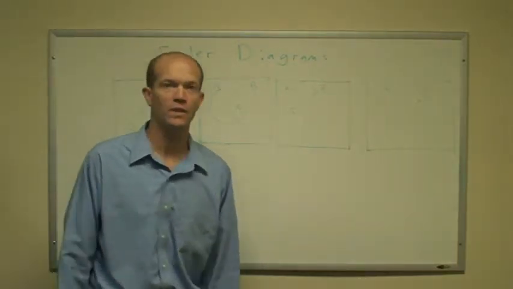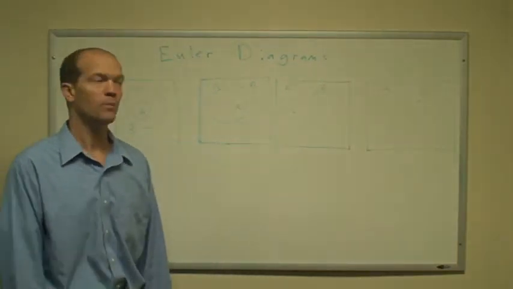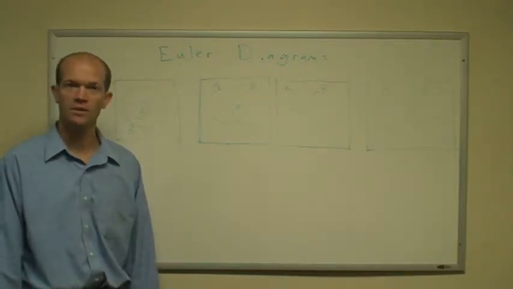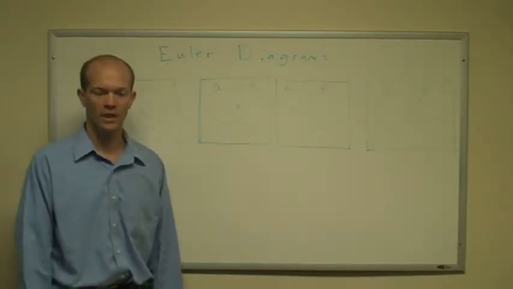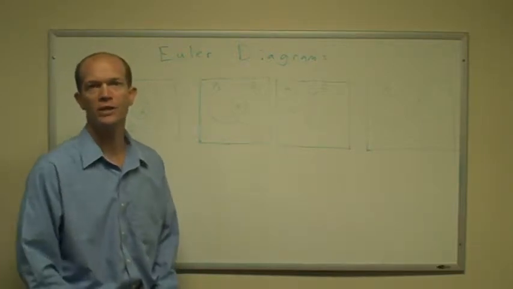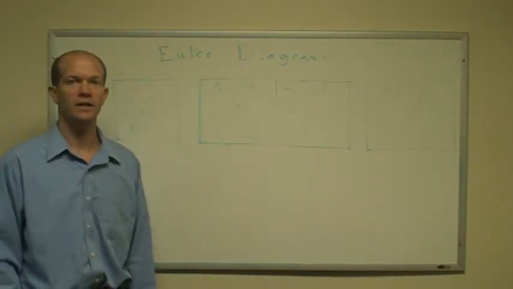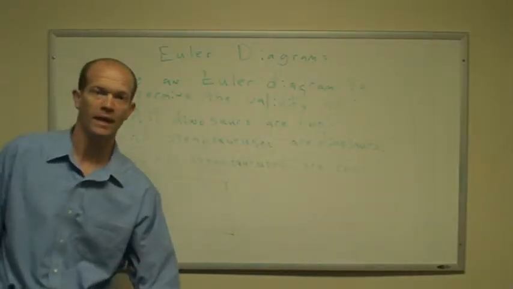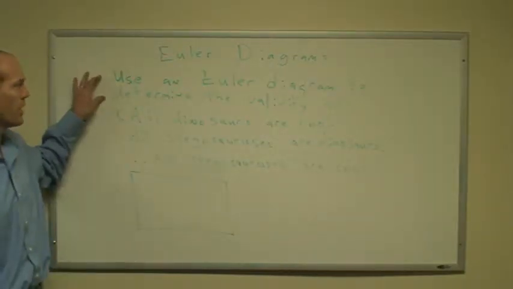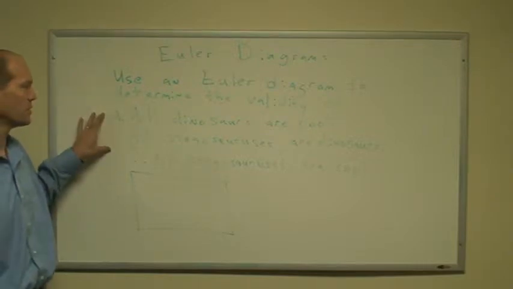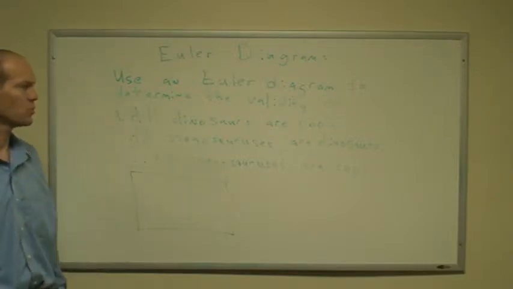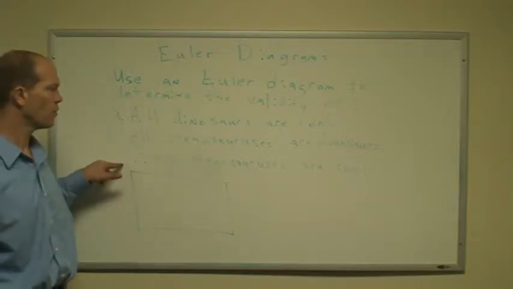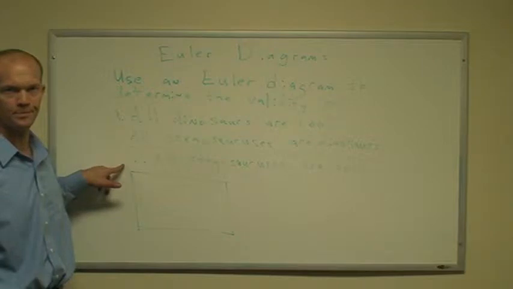We're going to use Euler diagrams to help us determine the validity of certain types of arguments, and this will require some care. So let's look at some examples of using Euler diagrams to determine the validity of arguments. In example A, we're told to use an Euler diagram to determine the validity of this argument. A reads, all dinosaurs are cool, all stegosauruses are dinosaurs, therefore all stegosauruses are cool.